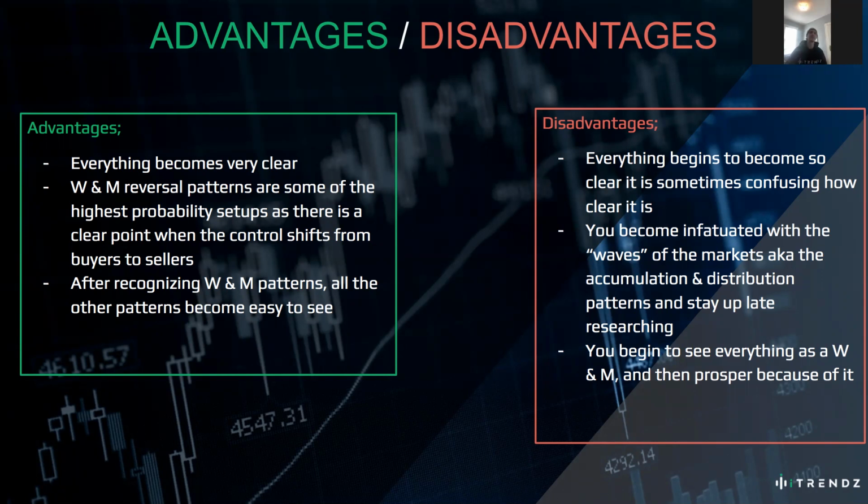And now we're on to some disadvantages. We've got some heartfelt disadvantages here. Everything becomes so clear that sometimes it's confusing how clear it is. You're looking at the chart and you're like, is this really it? This just seems too clear to me. But that's really the truth. You become infatuated with the waves of the market and the waves of the accumulation distribution periods, and then you stay up really, really late.